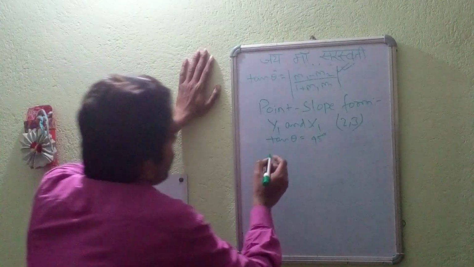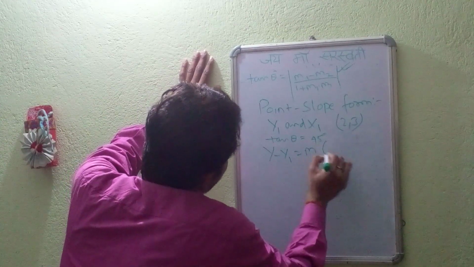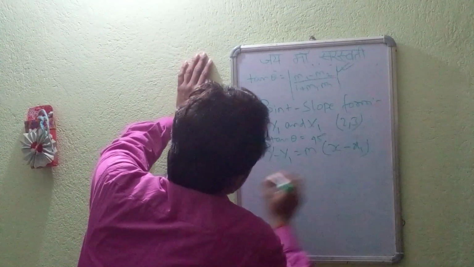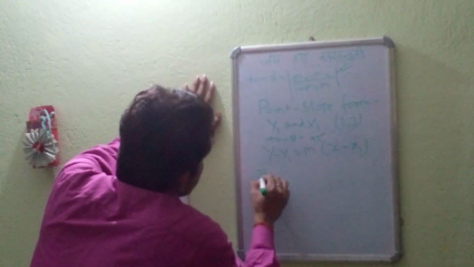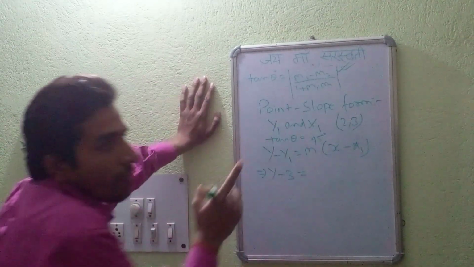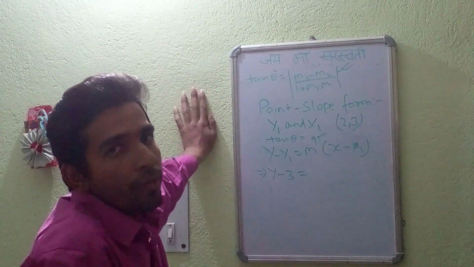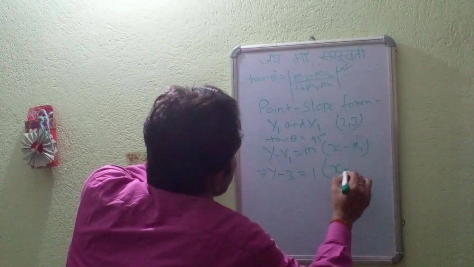So in that case, we will be using this equation: y minus y1 is equal to m into x minus x1. Understood? So we will be substituting the values of x1, y1. So y minus 3 is equal to tan 45 into x minus 2. Theta is 45 degrees, so tan 45 is 1.